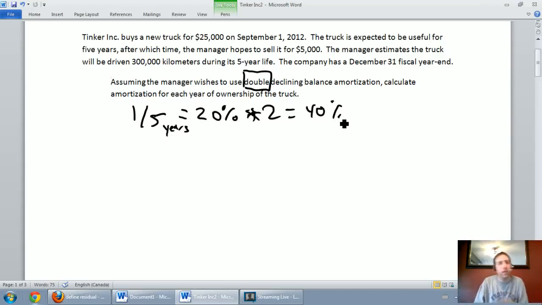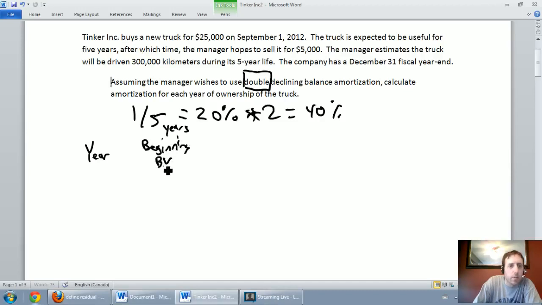Now it's a declining balance method, and so the math of it is a little bit different, and I find you have to make a table to figure out how to do this. So let's make our table. We'll put year on the left. Then I'm going to put beginning BV, and what BV stands for is the book value of our assets, so our beginning book value.